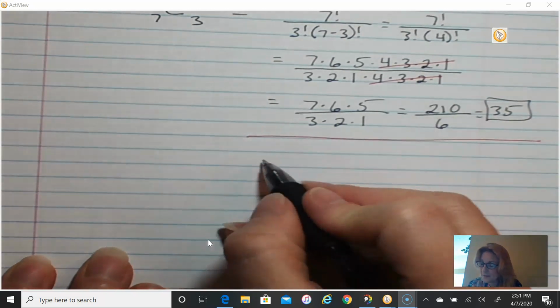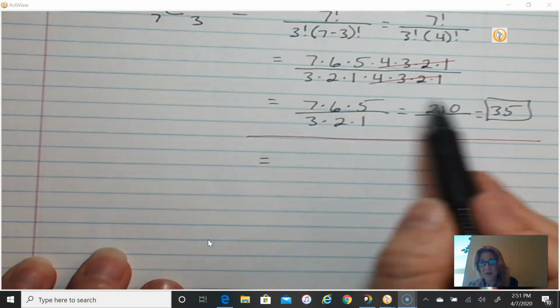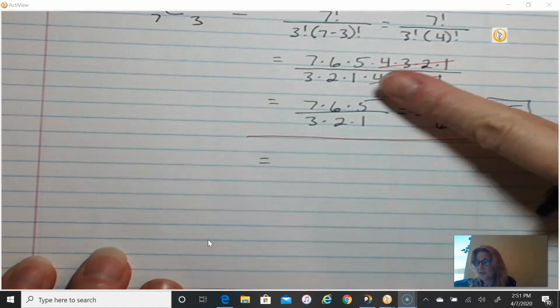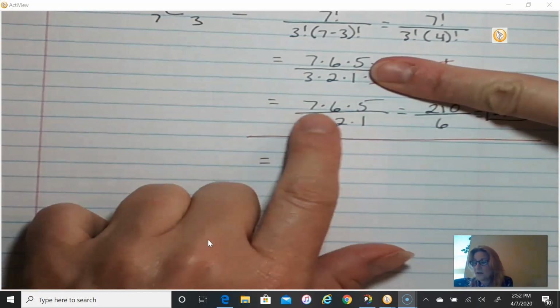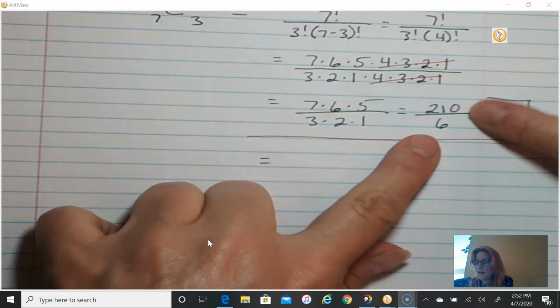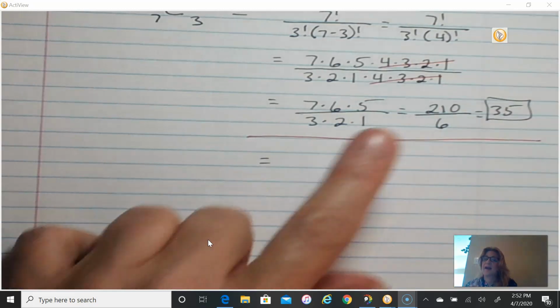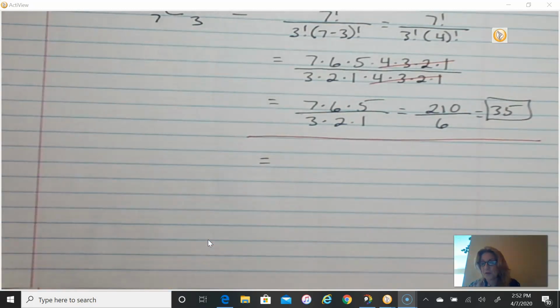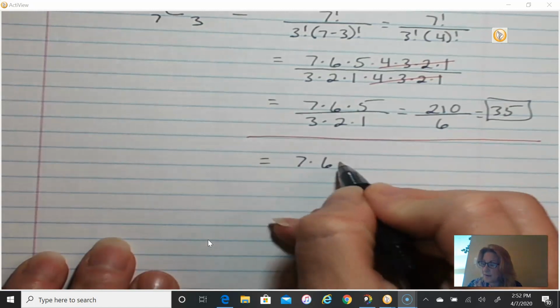Watch and learn. This is how you do it. Just whatever's not crossed out, rewrite it, and then multiply across, and then divide. If you can figure the trick out, be my guest on that.